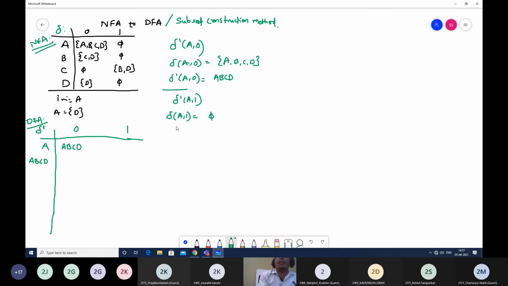Okay, what is delta of a comma 1? It is phi. So delta dash of a comma 1 will also be phi. Now this phi indicates that this is a dead state. In case of DFA, it indicates that it is a dead state. Don't think of this phi as an empty set with respect to DFA, because we all know that in DFA we don't have phi entry. So phi is something very similar to that of dead state.